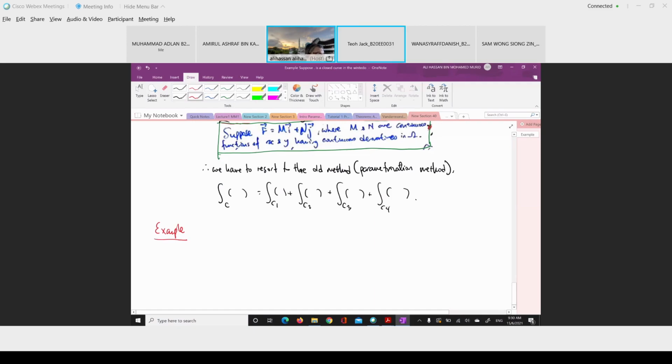Suppose I want to determine the area bounded by the ellipse x squared over a squared plus y squared over b squared equal to 1 using Green's theorem.